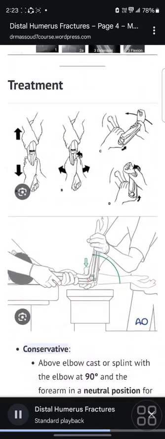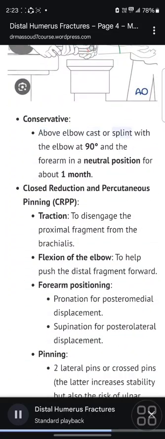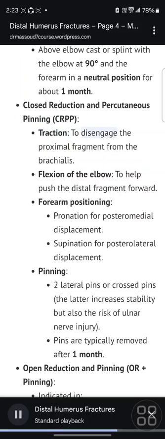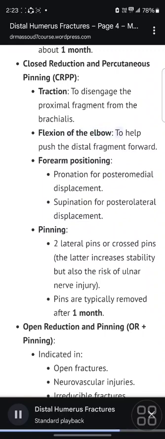Treatment. Conservative. Above elbow cast or splint with the elbow at 90 degrees and the forearm in a neutral position for about 1 month. Closed reduction and percutaneous pinning, CRPP. Traction. To disengage the proximal fragment from the brachialis. Flexion of the elbow. To help push the distal fragment forward.